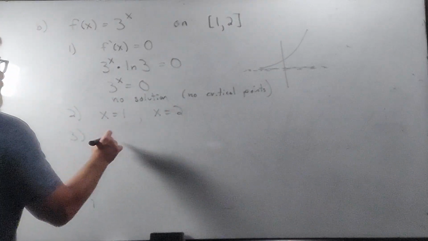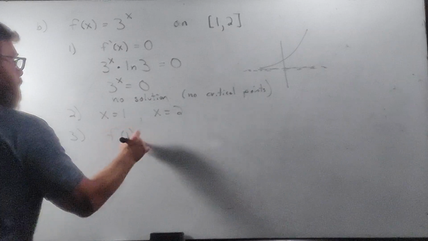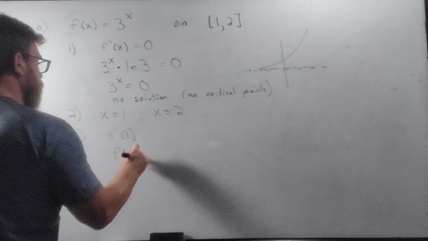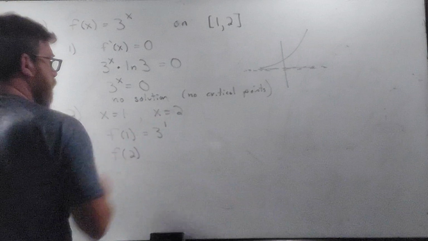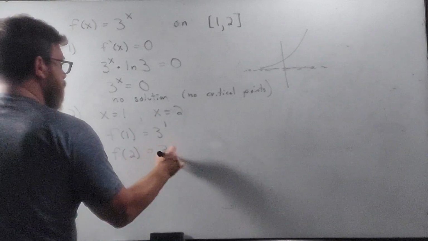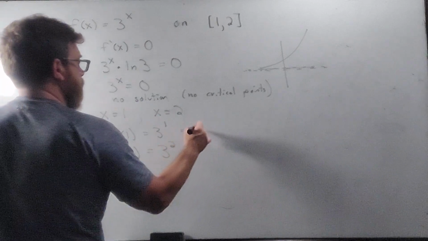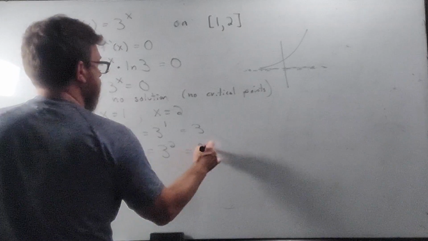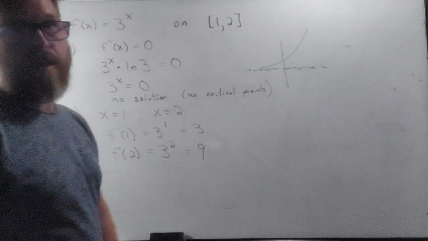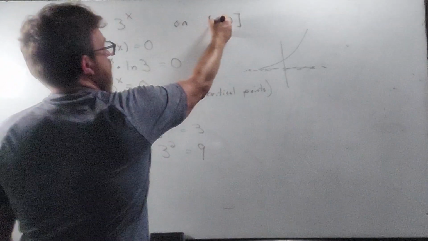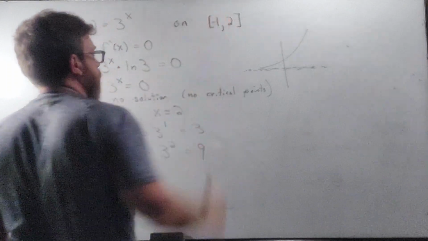So when I test this, I have to test f of 1. I also have to test f of 2. Well, f of 1 is 3 to the 1. F of 2 is 3 squared, so the first one is going to be 3, and the next one is going to be 9. A lot of times in my calc classes, I like to do a negative 1 here instead of a positive 1.